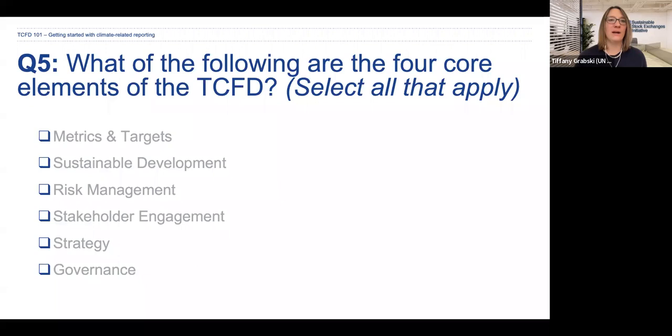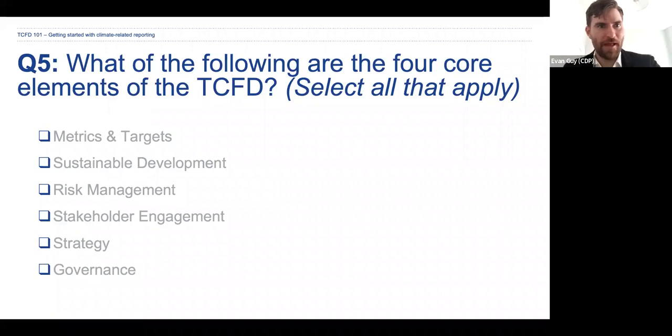Evan, did you want to answer how the TCFD differs from the CDP questionnaire? Yeah, sure. Sorry about that earlier. Happy to come in on that.